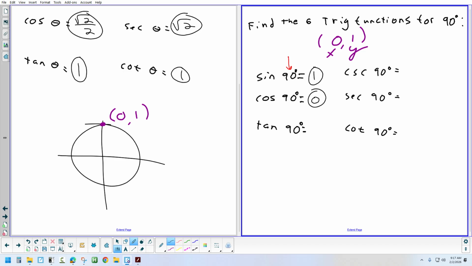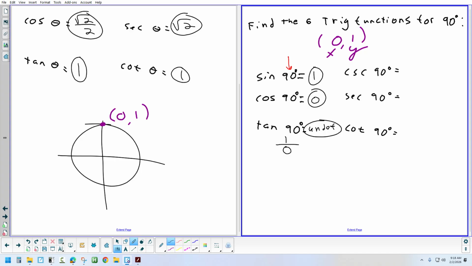And what about the tangent? Can you give me the whole fraction? 1/0. What happens when you take 1 and divide by 0? That's undefined, right? You can't divide by 0. So the tangent of 90 is undefined. There is no such thing as the tangent. There are reasons why, which we'll talk about later on, but that's why it's undefined in terms of the coordinate. You're trying to divide by 0.